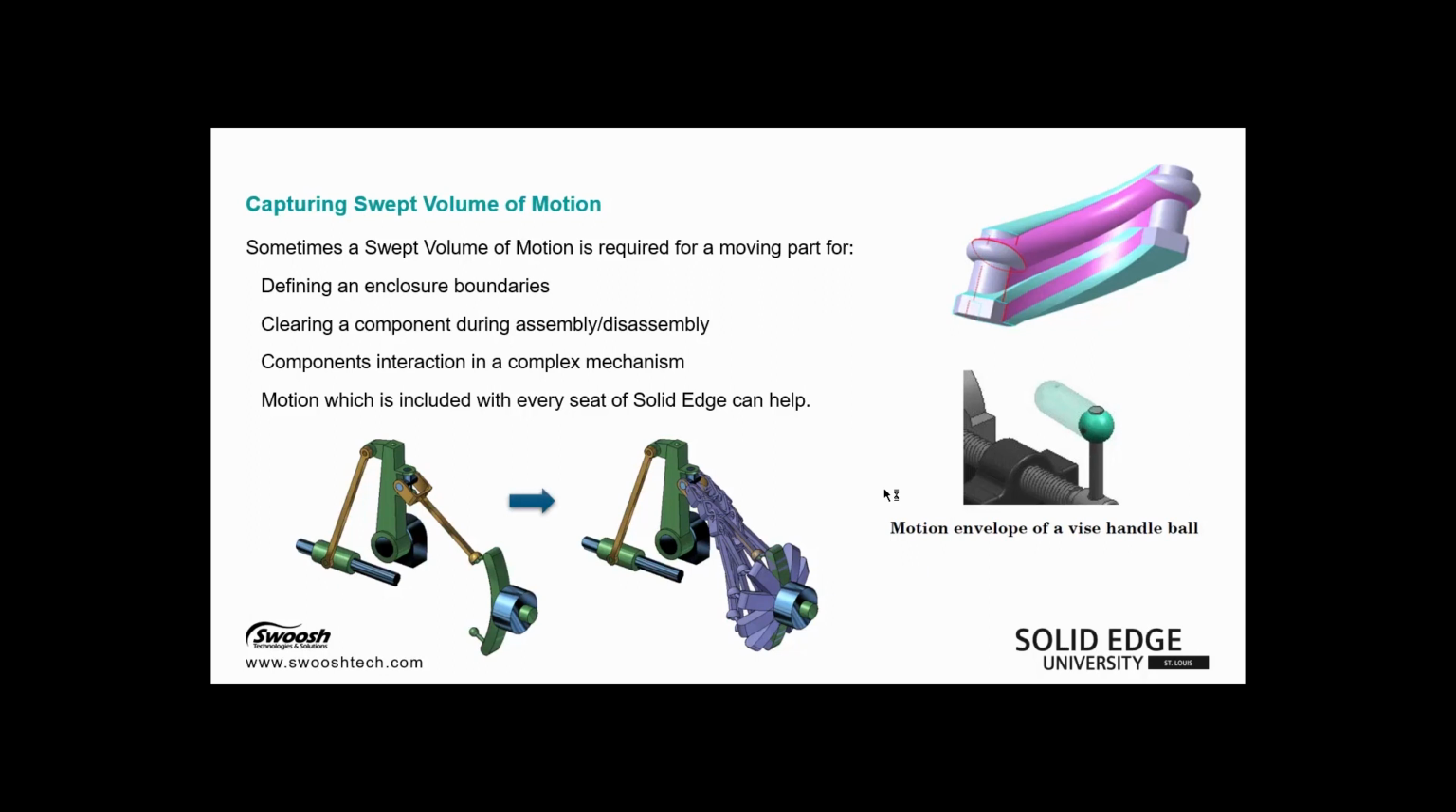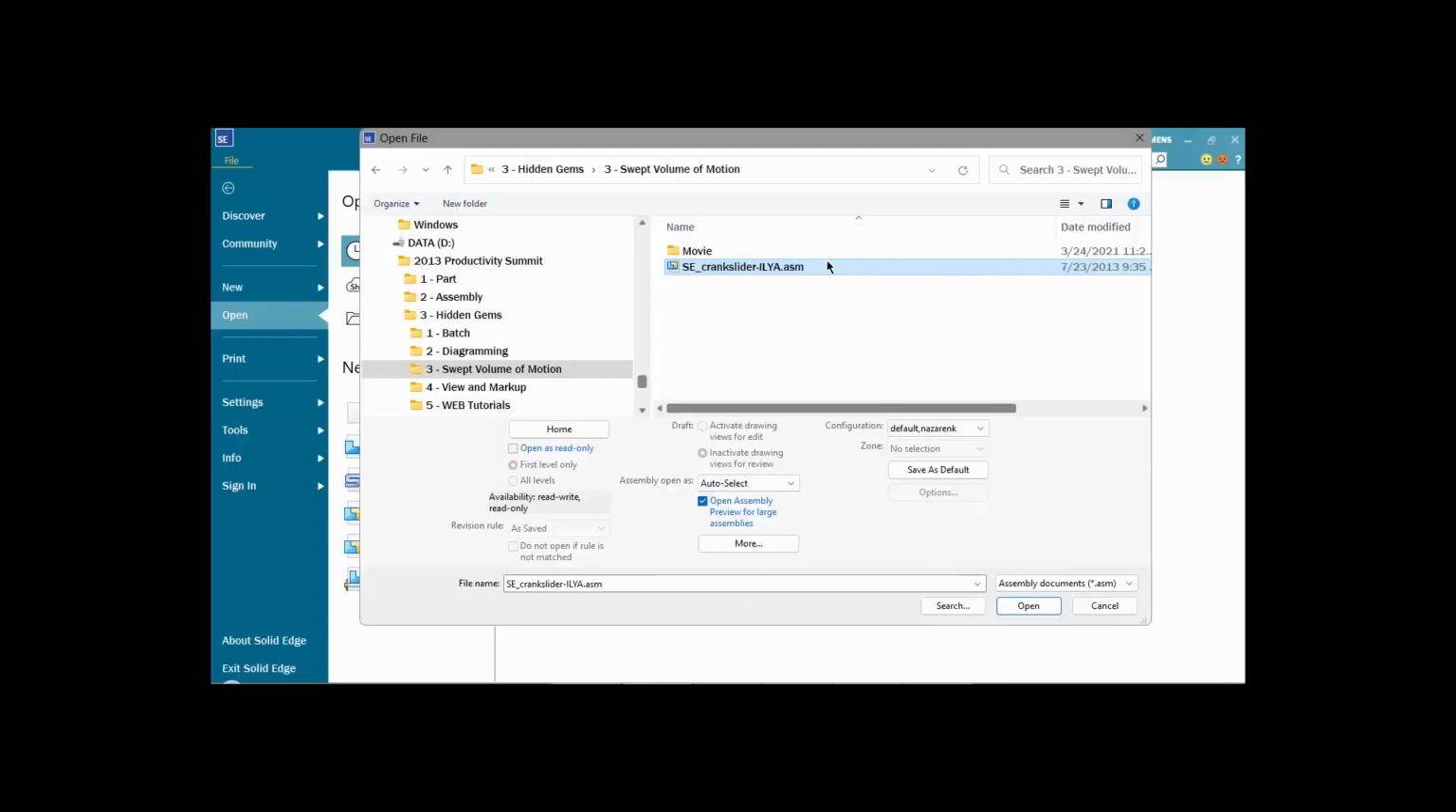For instance, when you need to define enclosure boundaries for moving components. It's very useful to define the volume of a moving component when you're trying to analyze your assembly and see if you're clearing that component during assembly, disassembly. Also, you'll be able to find out how components interact with each other in a complex mechanism. And very important, Motion is available pretty much with every seat of Solid Edge.